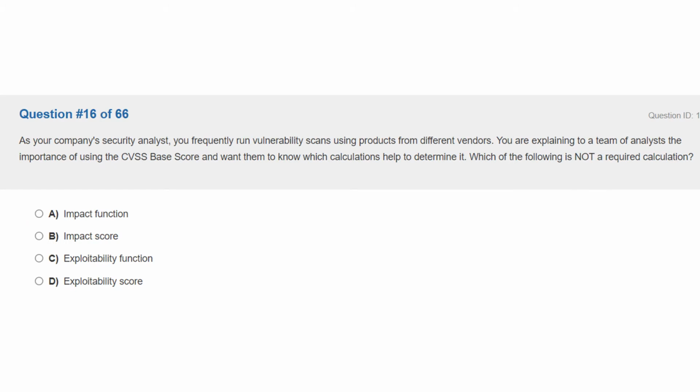Question 16. As your company's security analyst, you frequently run vulnerability scans using products from different vendors. You are explaining to a team of analysts the importance of using the CVSS base score and want them to know which calculations help to determine it. Which of the following is not a required calculation?